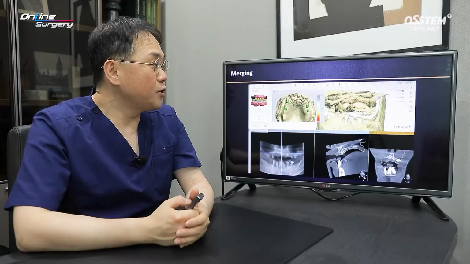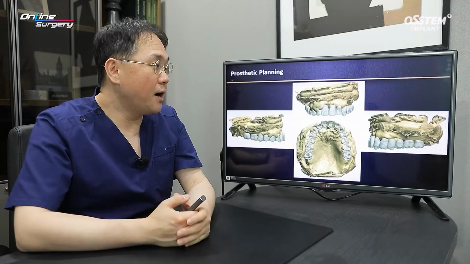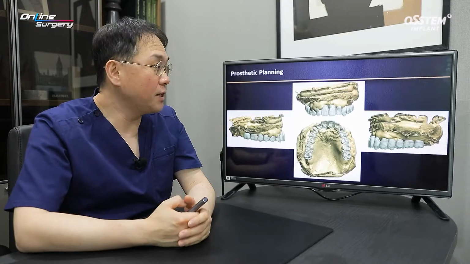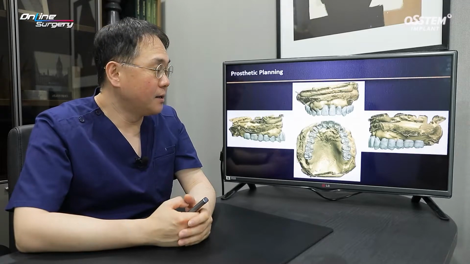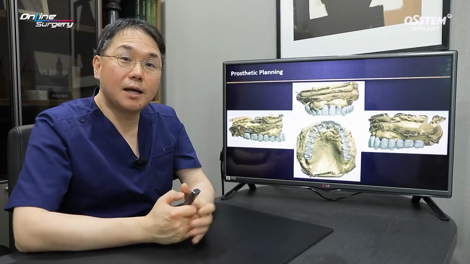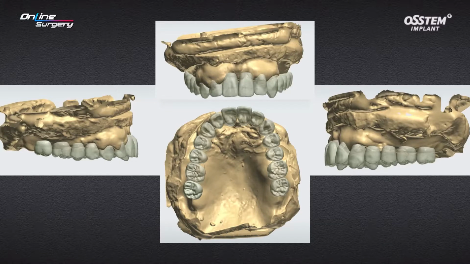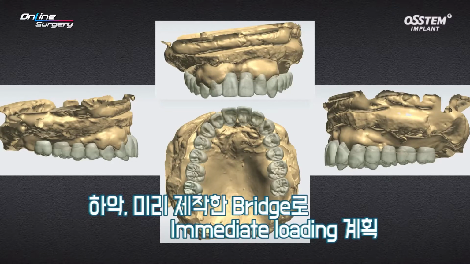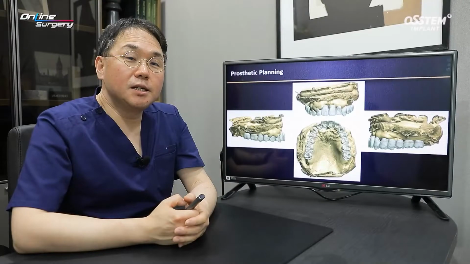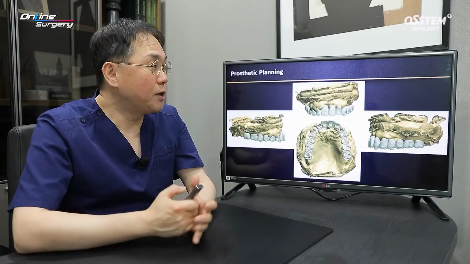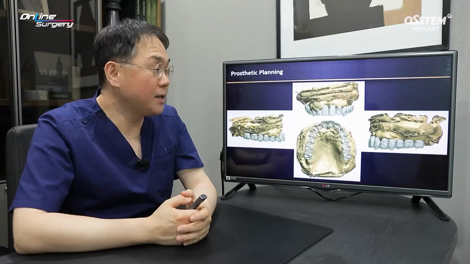After that, I designed the prosthesis for the upper and lower. For the upper, the patient was going to use a temporary denture, and for the lower, a prefabricated bridge was going to be used for immediate loading after implant placement using OneGuide. I anticipated that it was going to take more time for loading on the upper after implant placement, therefore implant was placed first in the upper.